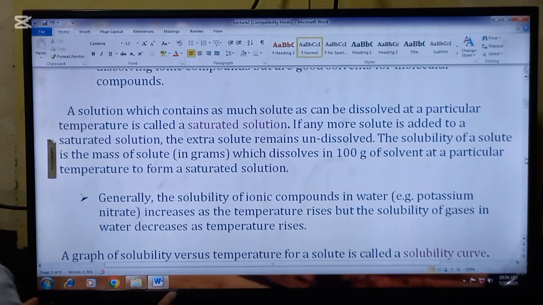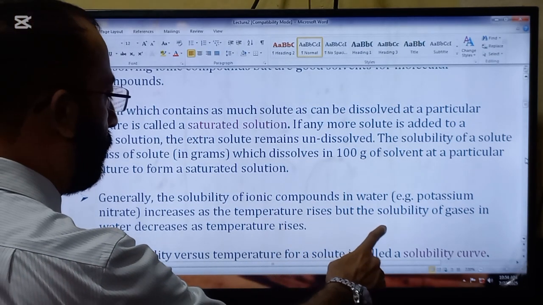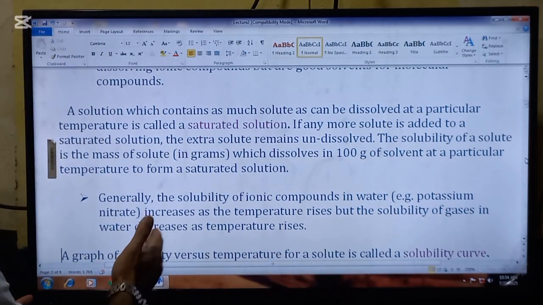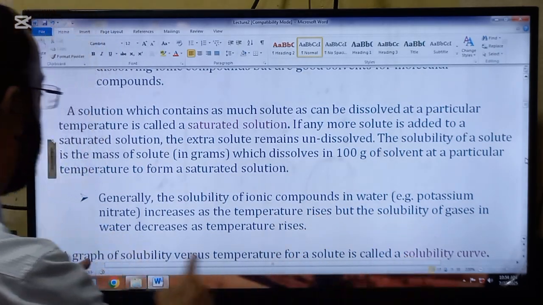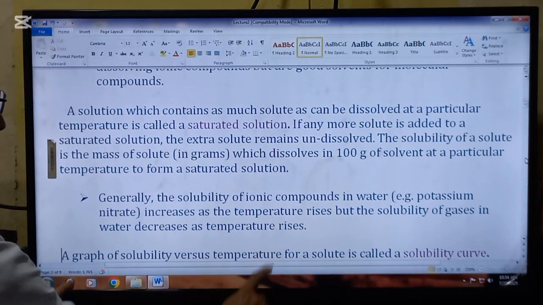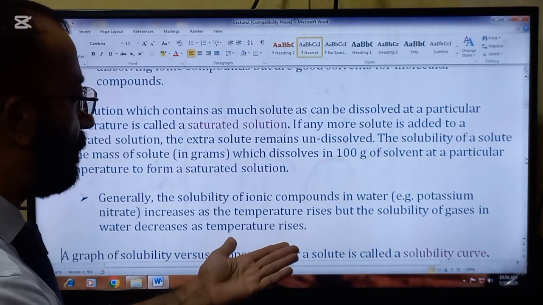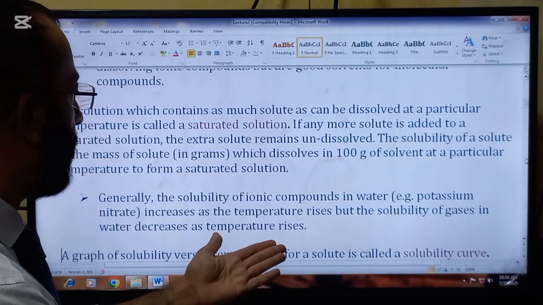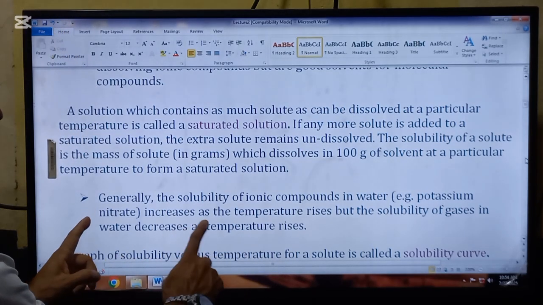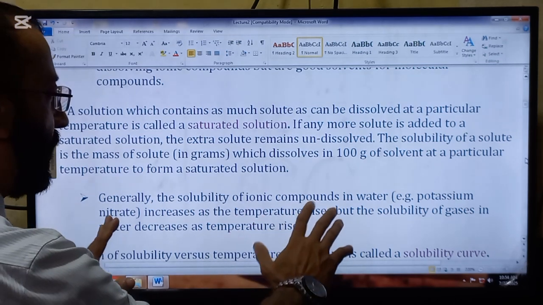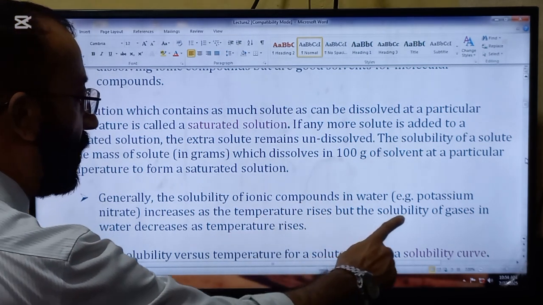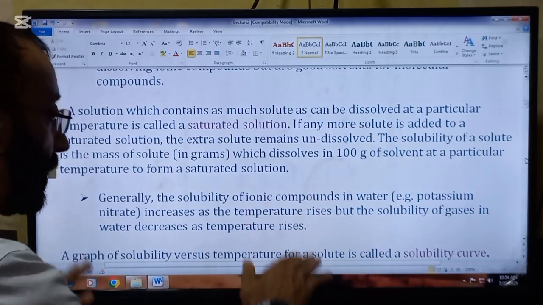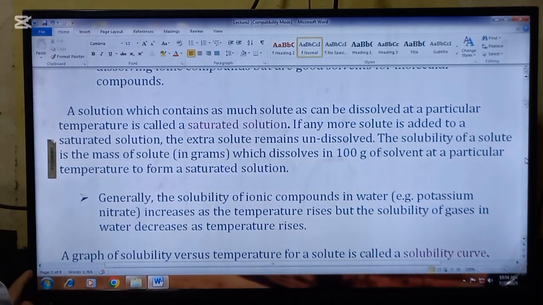Generally, the solubility of ionic compounds in water, for example potassium nitrate, increases as the temperature rises, but the solubility of gases in water decreases as temperature rises. So this is another very important point as far as your paper number 1 is concerned. The solubility of compounds can be increased by raising the temperature, but the solubility of gases is reduced with the raising of the temperature.